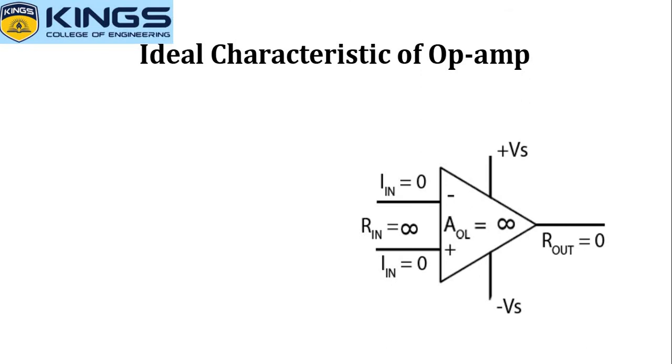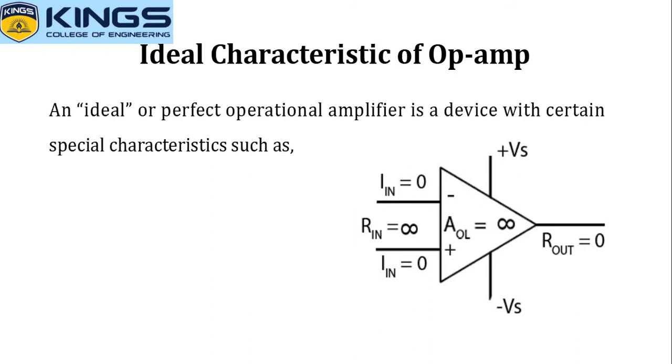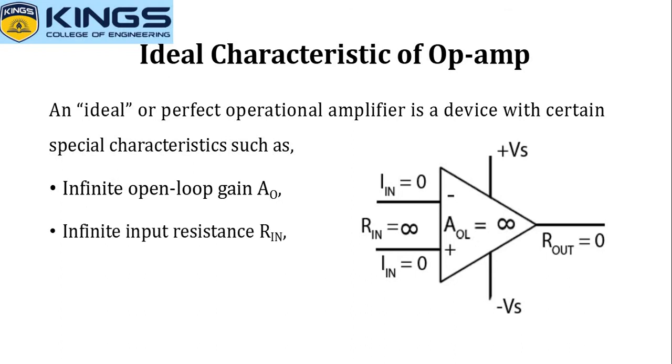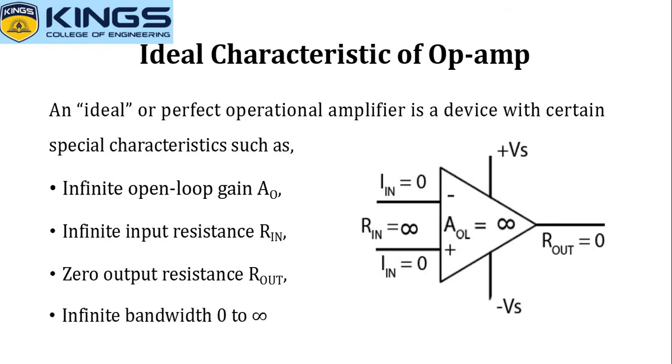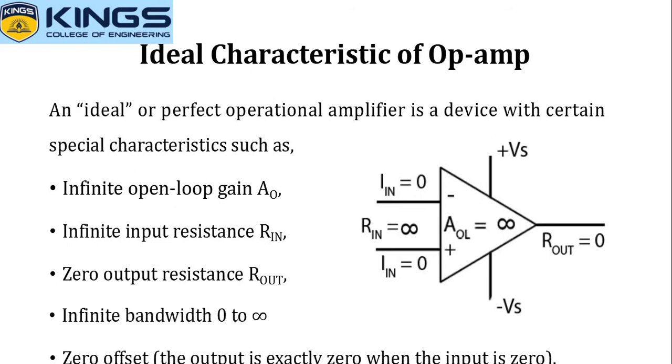The ideal characteristics of the op-amp. This is the symbol for the ideal op-amp. The characteristics are infinite open loop gain A0, infinite input resistance, 0 output resistance, infinite bandwidth, 0 offset.